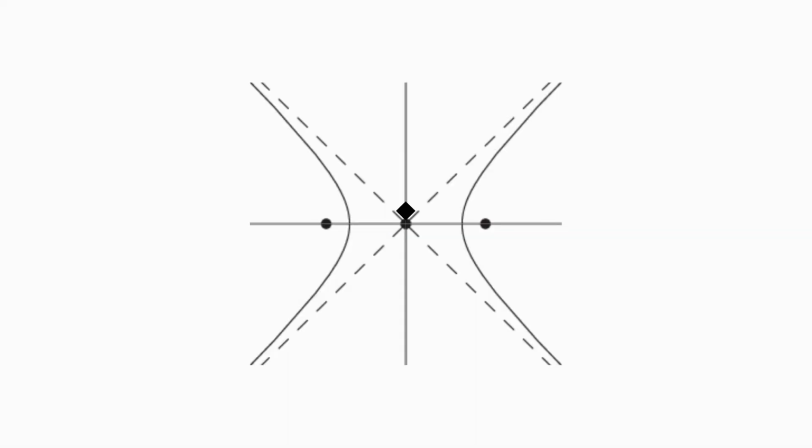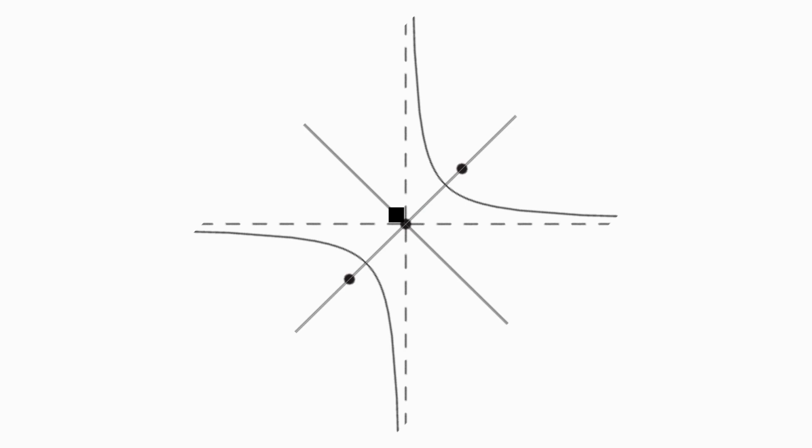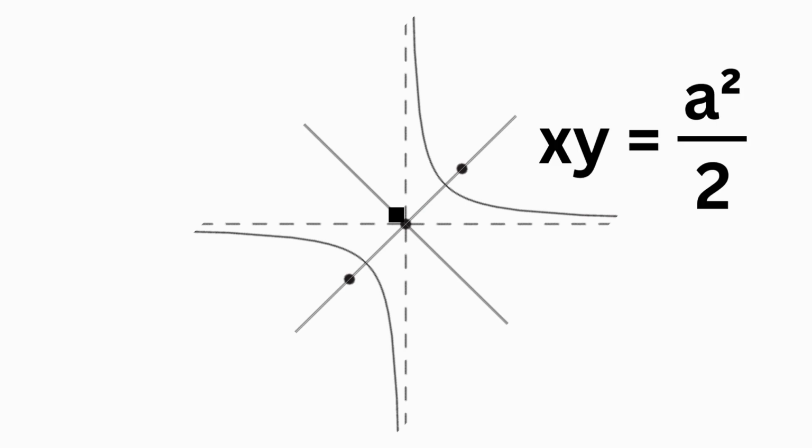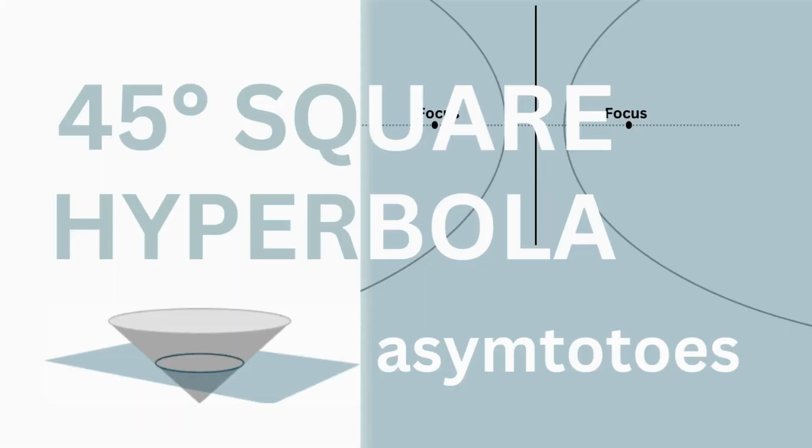We have a normal square hyperbola. Now what happens if we rotate 45 degrees? The equation of the 45-degree square hyperbola will be xy equals a squared divided by 2. The asymptotes will align with the coordinate axes.